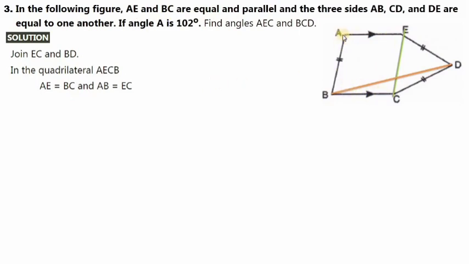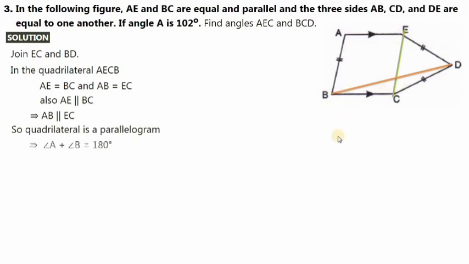And obviously this AB and EC will be equal to each other. There is no doubt about that. And it is given that AE is parallel to BC, so that's why we say that this AB will also be parallel to EC, and hence it is a parallelogram. Now you know that in a parallelogram the sum of the adjacent angles will give you a total of 180 degrees. So angle A and angle B, when you add them, you get 180 degree.